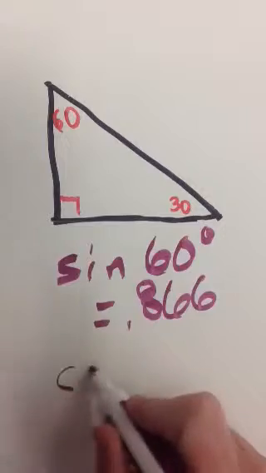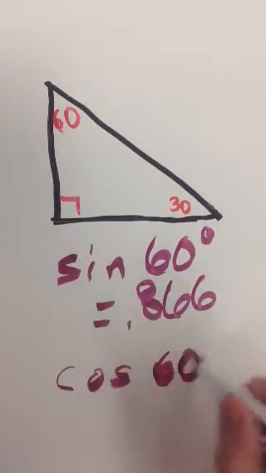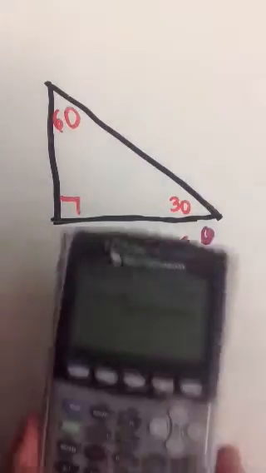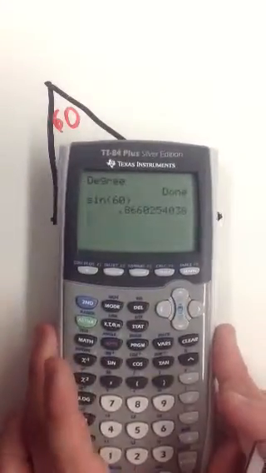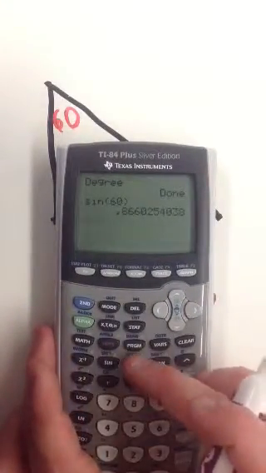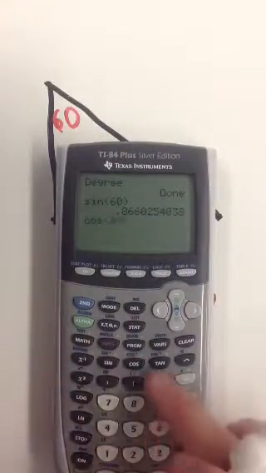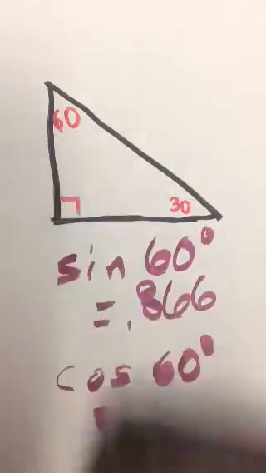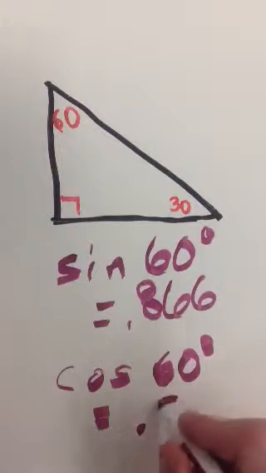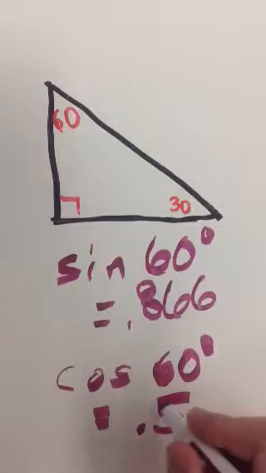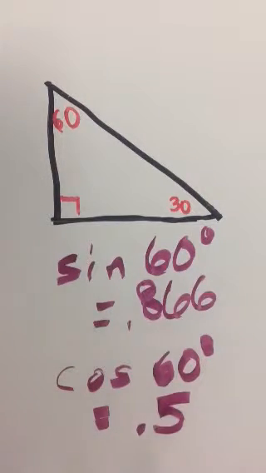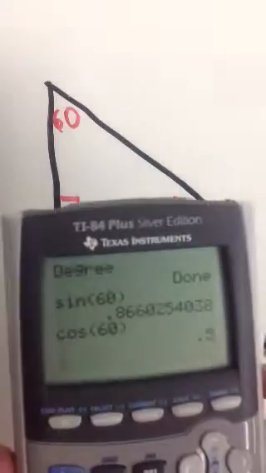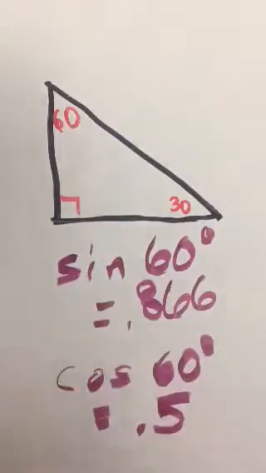So let's go on and find the cosine of 60 degrees. So we take our graphing calculator, this time we hit cosine. Cosine of 60 degrees, enter, is 0.5. 0.5 exactly. You can see there that it is 0.5.